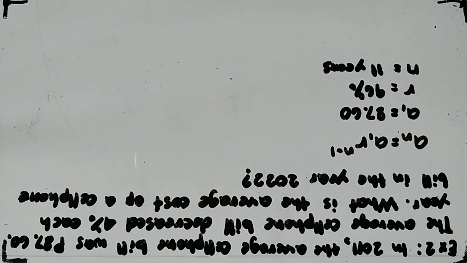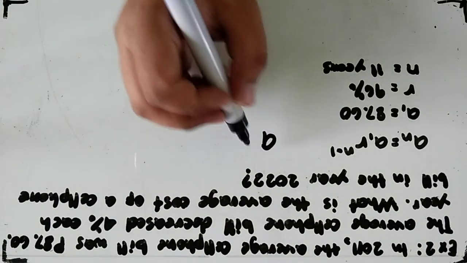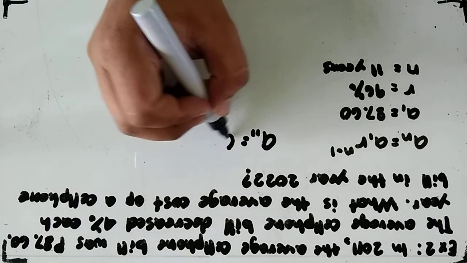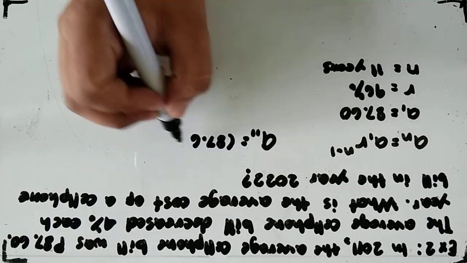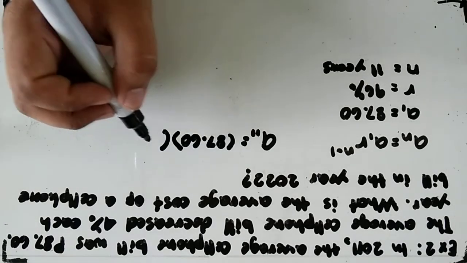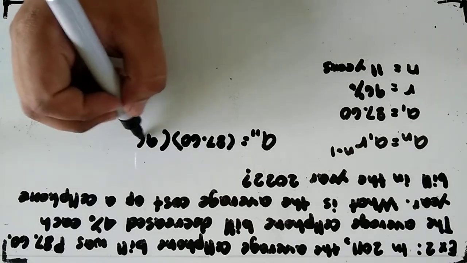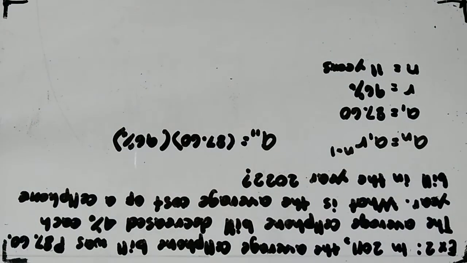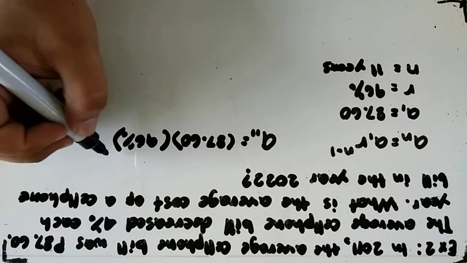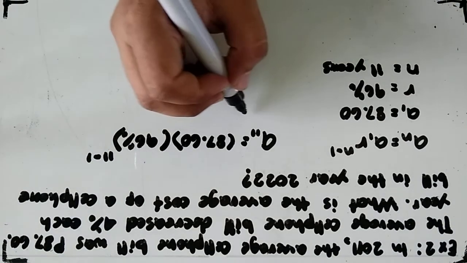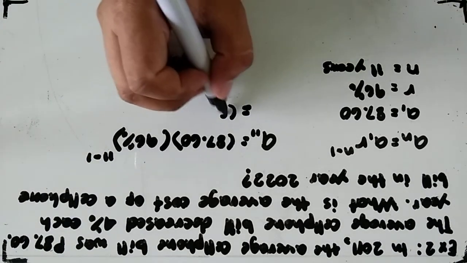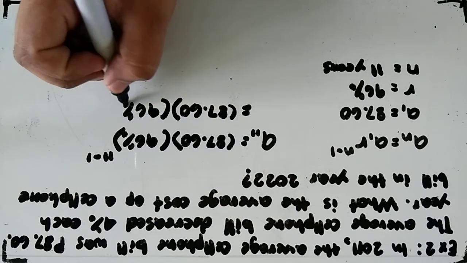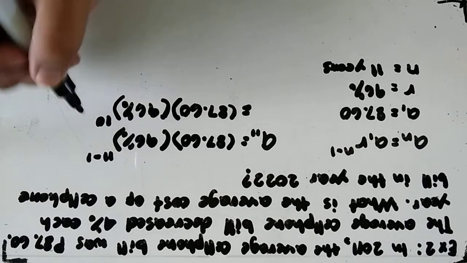So, gawin natin. So, meron tayong a sub 11, dahil 11 years, equal to our a sub 1 is 87.60 times R. Our R is 96% raised to our N is 11 minus 1. So, minus muna natin yun. Meron tayong 87.60 times 96%. So, 11 minus 1 is 10.